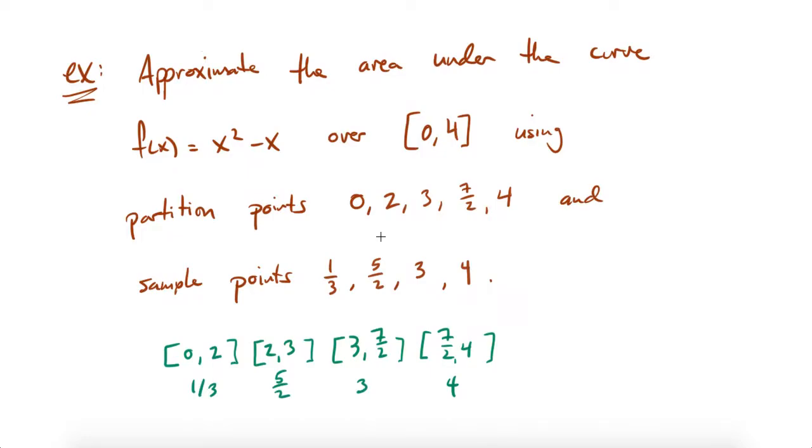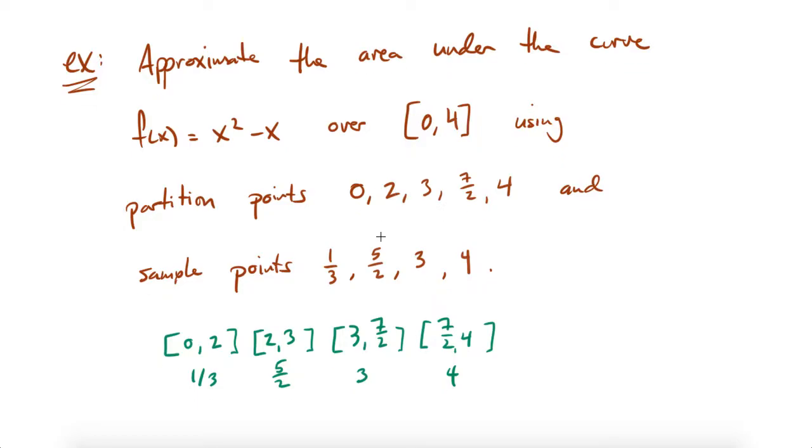Approximate the area under the curve of the function f of x equals x squared minus x over the interval from 0 to 4 using these partition points and these sample points. Usually if you're doing a Riemann sum problem, you are given the partition points and the sample points. The partition points tell you how to break up your subintervals. So I'm going from 0 to 4: 0 to 2 is my first subinterval, 2 to 3 is my next one, 3 to 7/2, and then 7/2 to 4.